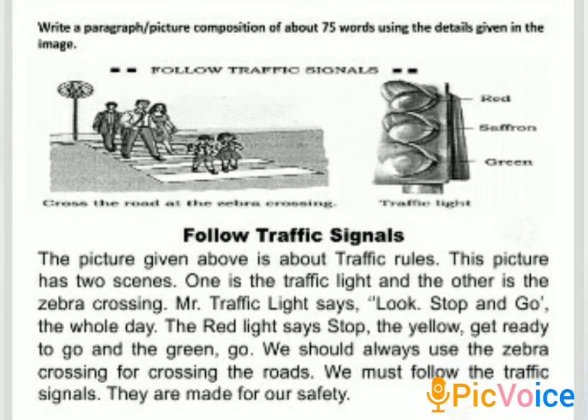The picture given above is about traffic rules. This picture has two scenes. One is the traffic light and the other is the zebra crossing. Mr. Traffic Light says, look, stop and go the whole day. The red light says, stop. The yellow, get ready to go. And the green, go. You should always use the zebra crossing for crossing the road. We must follow traffic signals. They are made for our safety.